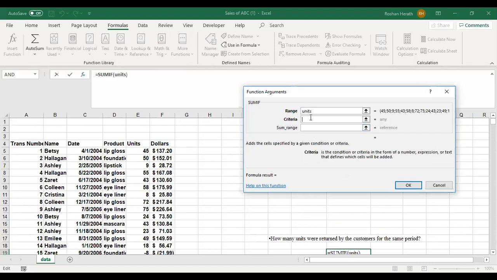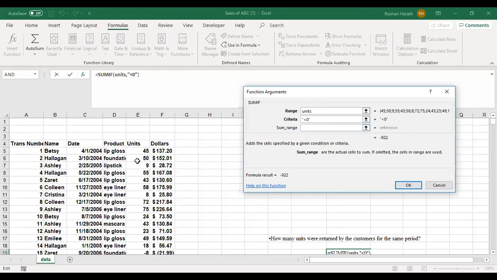Then what is the criterion? The criterion should be less than 0. We have to say that. So with that, you can see the answer appears, because our sum range is also the range. So even if you do not give the sum range, still there would be the answer. The answer would still be there.